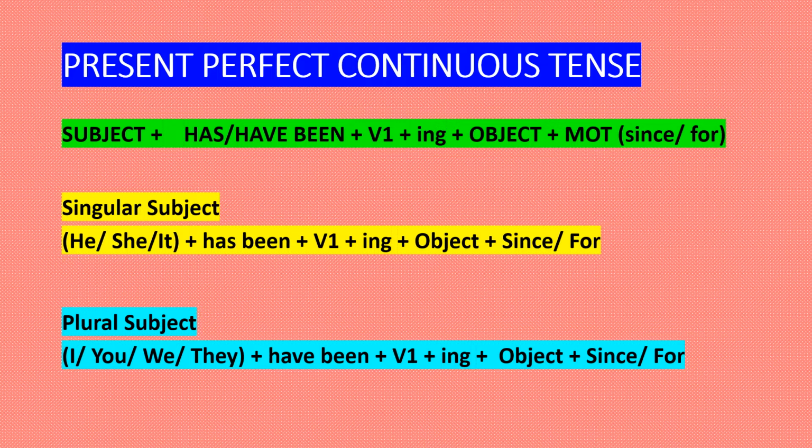Now, if it is a singular subject, which is he, she, or it, I will always use has been with the V1 plus ing plus object plus since or for. On the other hand, if it is a plural subject, which is I, you, we, they, I will always use have been with the V1 plus ing plus object with the since or for.